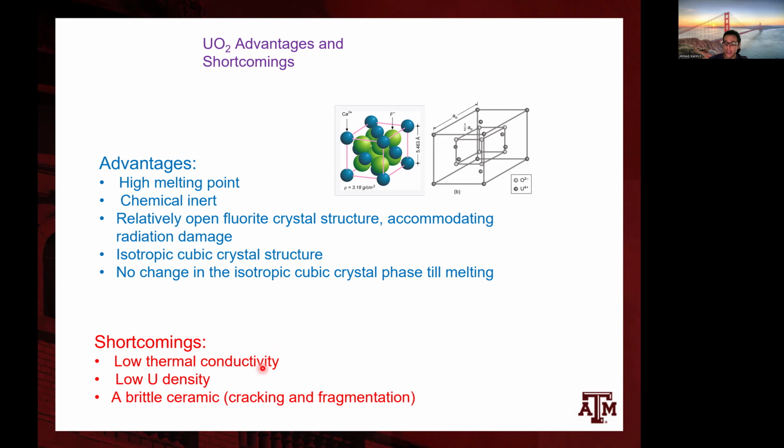And it also means it will lead to cracking and fragmentation, because lower thermal conductivity means you will not efficiently extract the heat, so the temperature would be high, and the temperature gradient between the pellet center and the pellet edge would be high. That will lead to high thermal stresses, which eventually fracture those UO2 pellets.